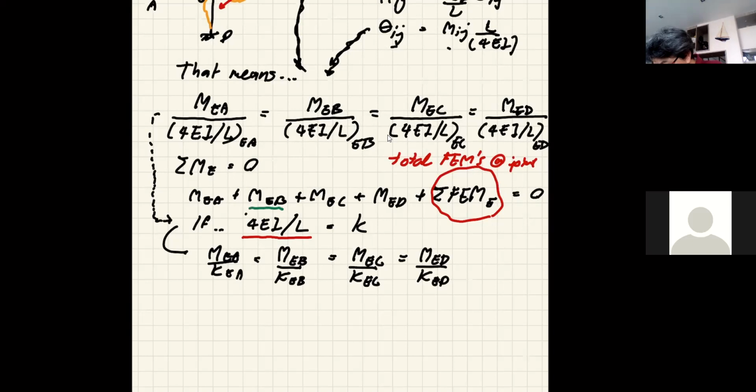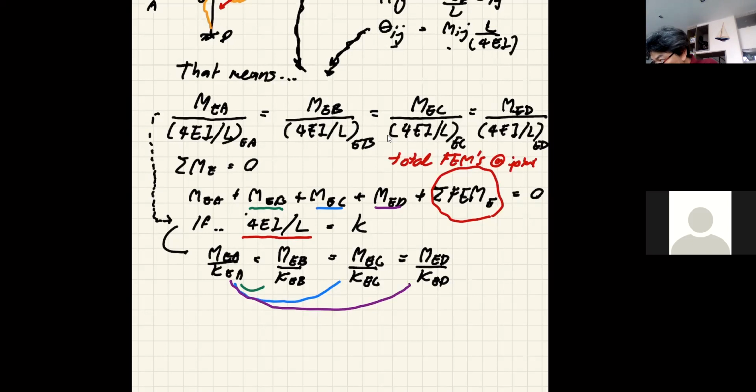my MEB in terms of MEA, right? By using this relationship, I can write my MEC in terms of MEA using this relationship, because they're all equal, right? And the last one, I can also write my MED in terms of MEA using this relationship. Okay? And you know, it's going to look like this.